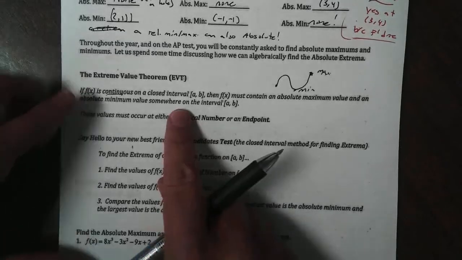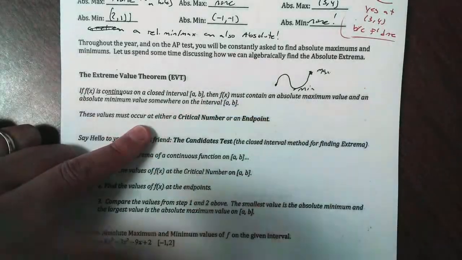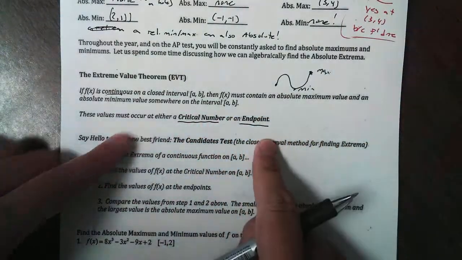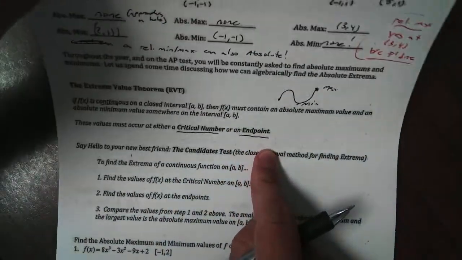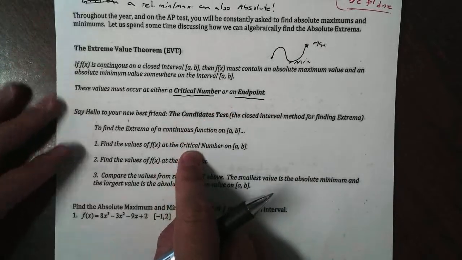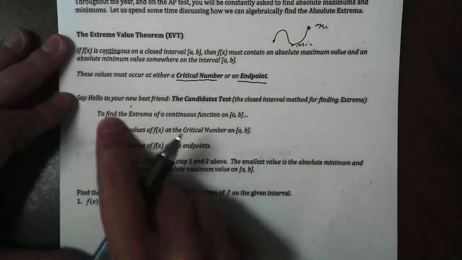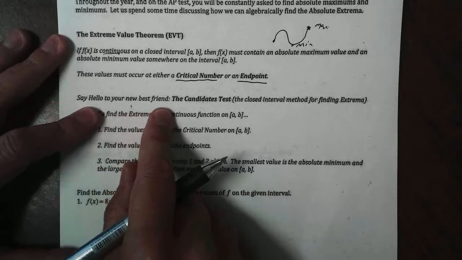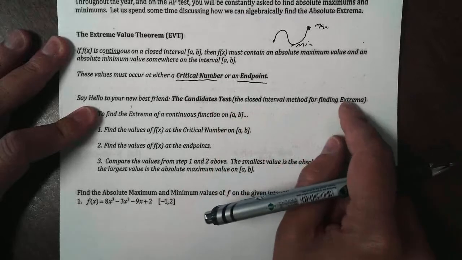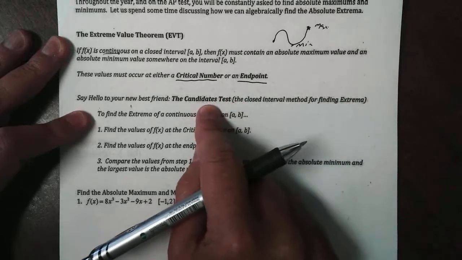To find these, we're going to look at one of two places on a graph, a critical number or an endpoint. Now watch how I show my work here. This is really easy to do. It's basically writing a table. Say hello to your new best friend. The candidates test, or the closed interval method for finding extrema. Candidates test is fine enough.